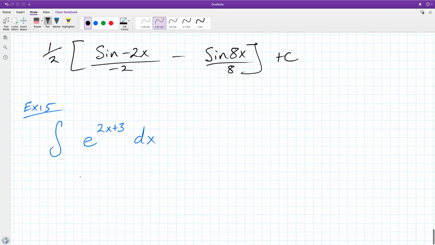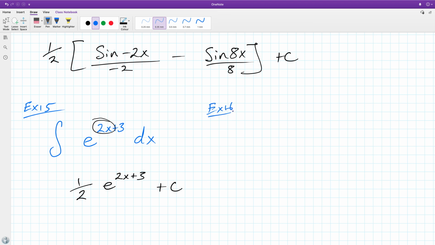So simple as this, integrate e to the power of 2x plus 3 is simply just 1 over 2 times e to the power of 2x plus 3 plus c. So exponentials are handy enough, it's the same thing, it's just you integrate whatever the x value is, like that. There's maybe one more practice of those.